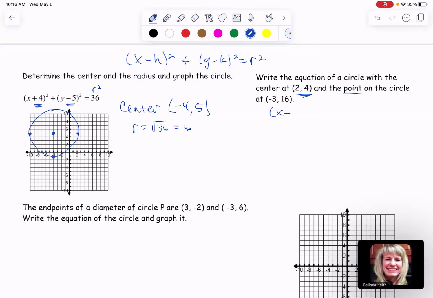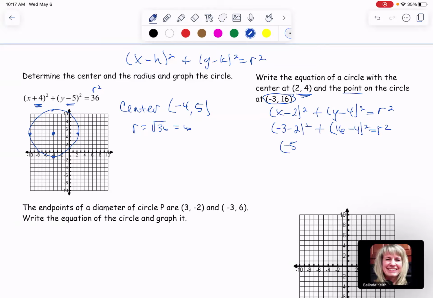X minus h, the h is the x value of my center, so x minus 2 squared plus y minus 4 squared equals radius squared. I don't know what the radius is. What I do know, though, is a point on the circle. So I can plug that in for x and y. So I'll say -3 minus 2 squared plus 16 minus 4 squared equals the radius squared.